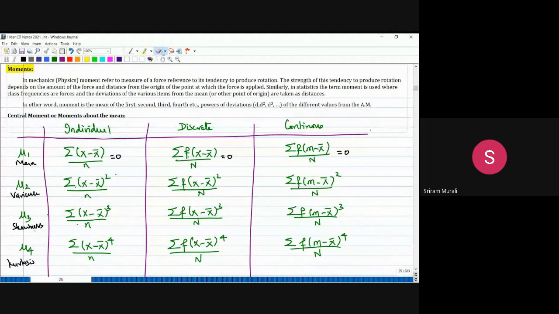So this is the first formula: sigma x minus x bar, the whole power 1. Here the degree is 1. Whereas in the second degree, if I take a difference from x minus x bar, the whole square by n, f into x minus x bar the whole square by n, m into x minus x bar the whole square by n. So second degree always represents a variance. First degree always represents a mean.